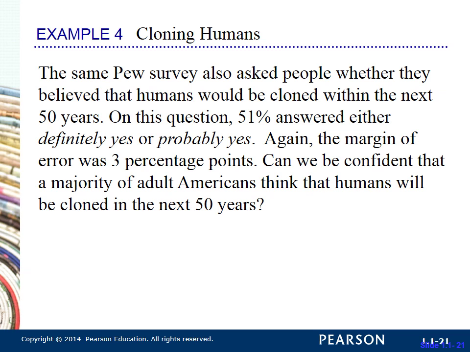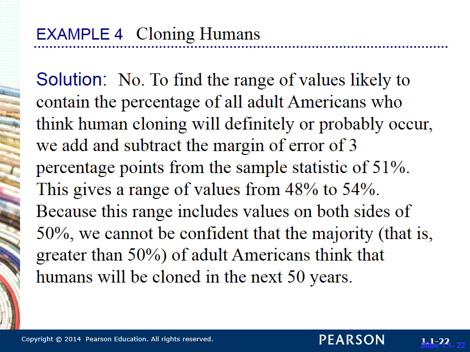Well, let's do our arithmetic. We've got a margin of error of 3. So if I subtract 3 from my 51%, that takes me down to 48%, and then up to 54% by adding 3 to my 51. Well, that 48% is less than 50%, so we cannot be confident that the majority will think humans will be cloned. So always do your arithmetic first. Take the sample statistic and add and subtract that margin of error before you make your conclusion.